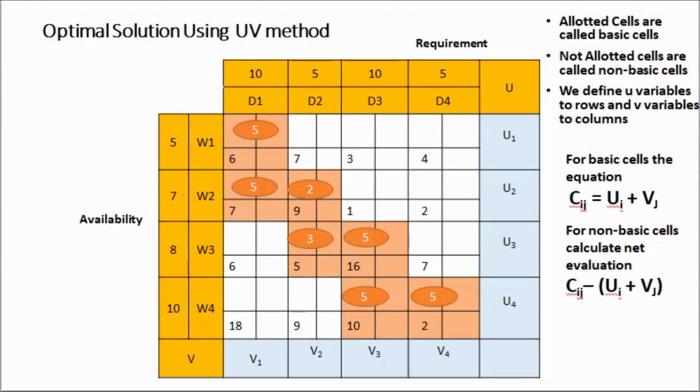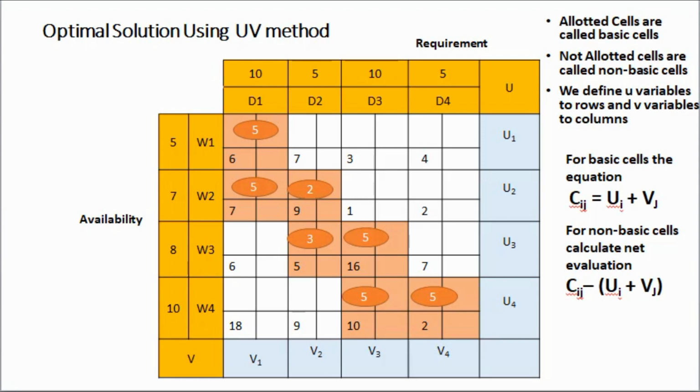So the basic cells are the ones where the allotments are made, and the non-basic cells are the ones where the allotments are not made. So in this particular matrix, W1 D1 has an allotment, therefore it's called a basic cell. W1 D2 has no allotment, and that's called a non-basic cell. For the basic cells, the relationship Cij is equal to Ui plus Vj will hold good.